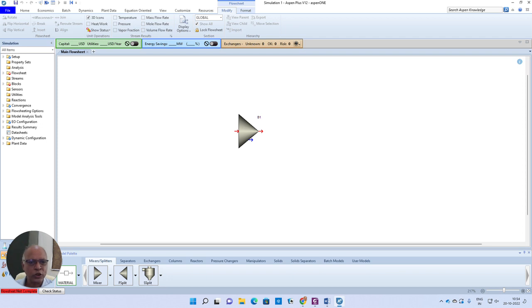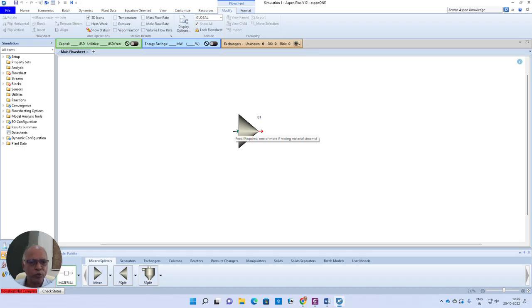As you go nearer to this red, please observe this is feed required, this is product required, and all the connectivities cannot be answered. This is only optional, in case you want to have water decant. But these two are mandatory. So as you go nearer to this port, you can see the color change.